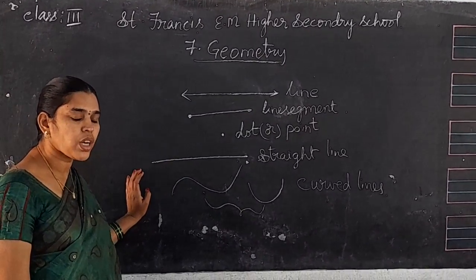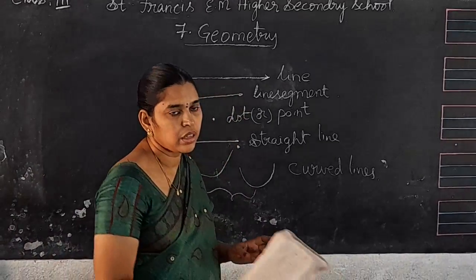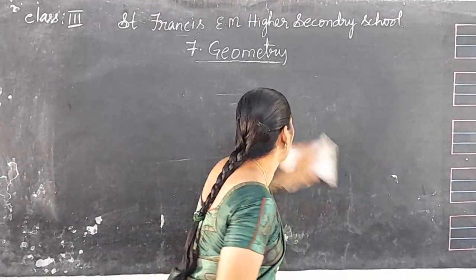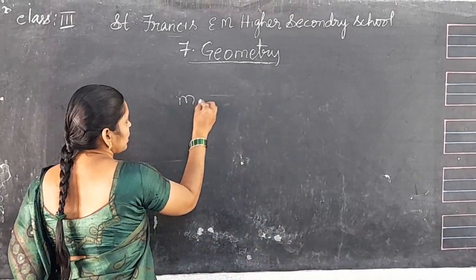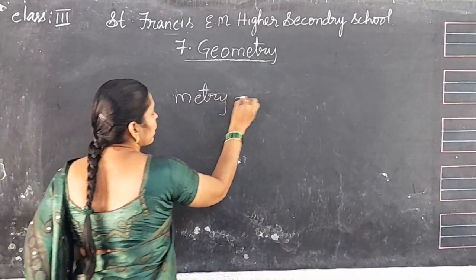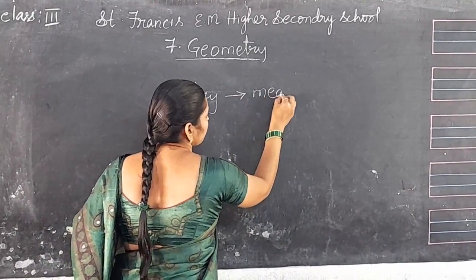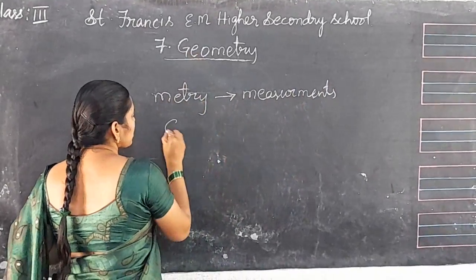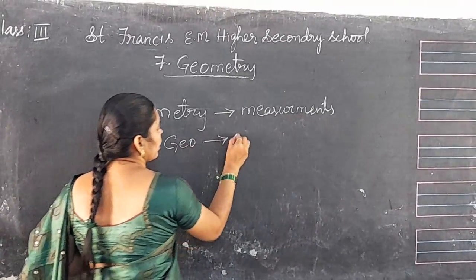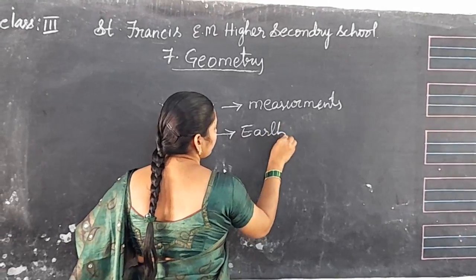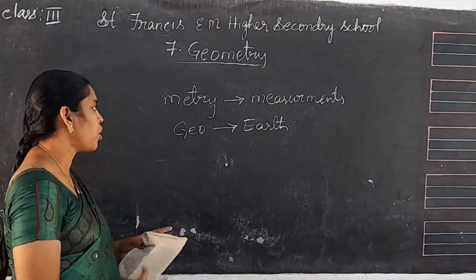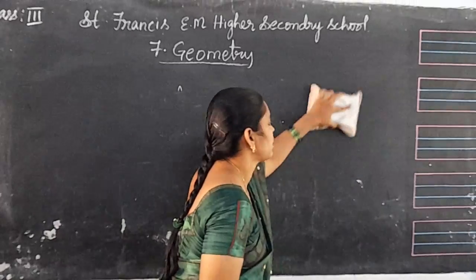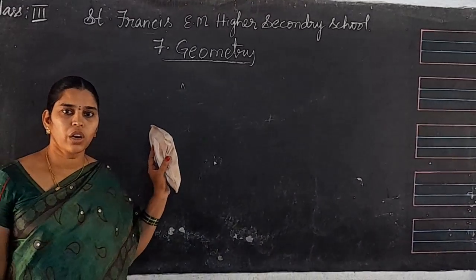Now I am going to start geometry. What does geometry mean? Metry means measuring lines. Metry means measurements. Geo means earth. Okay? Geometry means measuring some figures, some pictures. Okay?